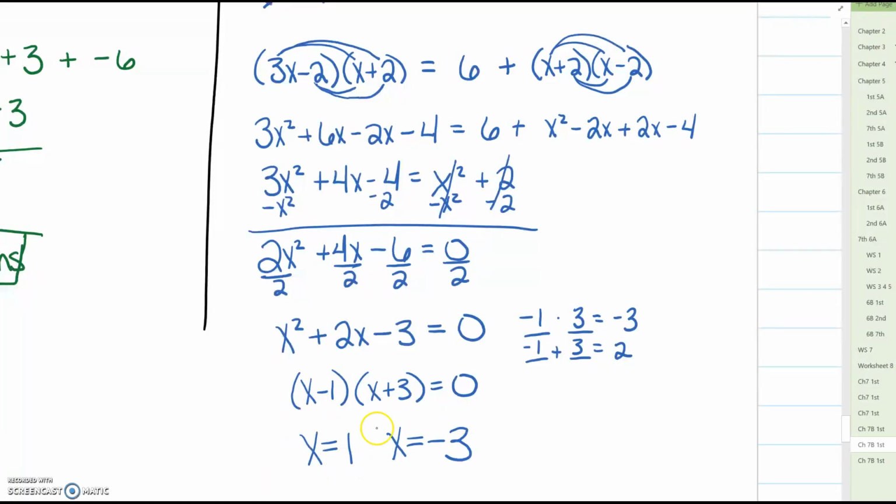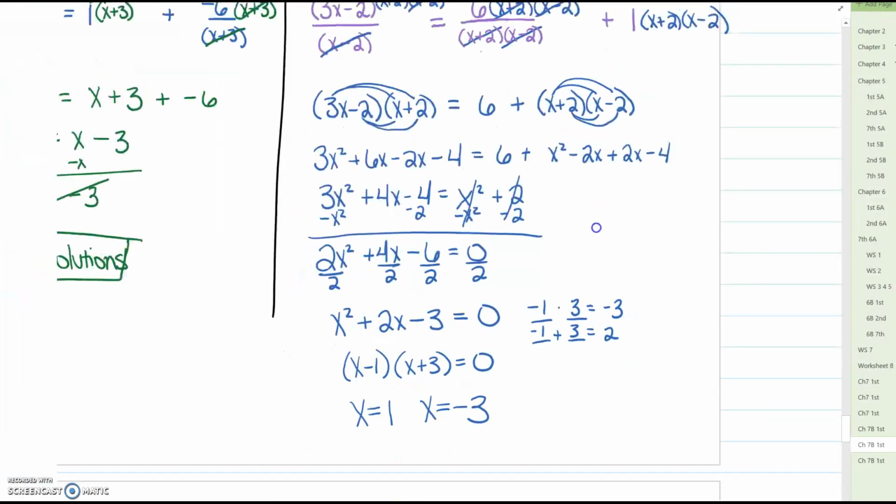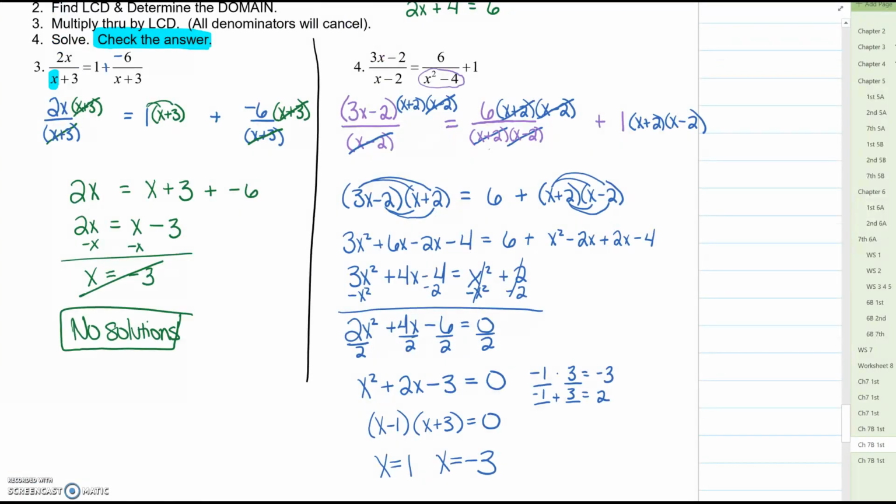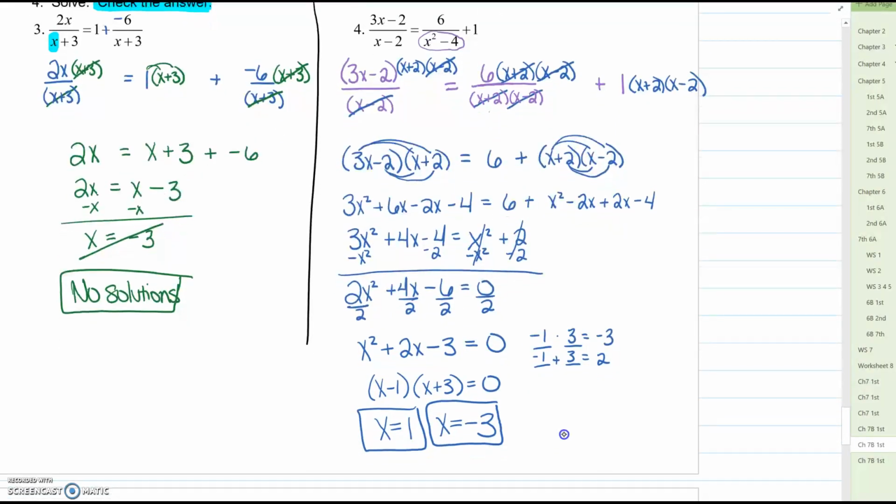Before you box these in as your final answers, we do need to check these answers back in the original problem. And remember, with rational equations, you're really looking for, do my denominators equal 0? So if you try 1 minus 2, that's not 0. 1 squared minus 4, that's not 0, so 1 is good. Negative 3 minus 2, negative 3 squared minus 4, both of those would not be 0, so negative 3 is good. Our solutions are positive 1 and -3.